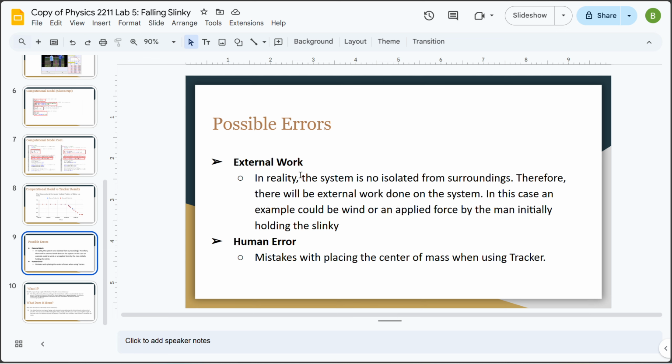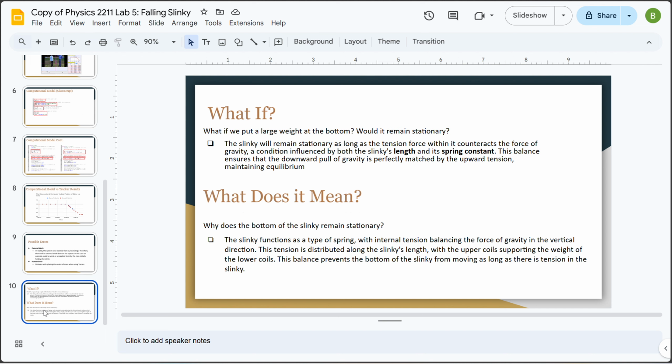Some possible errors or reasons for this are external work. In reality, the system is not isolated from its surroundings. Therefore, there will be external work done on the system. An example could be wind or any applied force, such as the man initially holding the Slinky. He could have put some applied force down when he was letting it go. Human error could also be a possibility, as I definitely made mistakes when placing the center of mass using Tracker.